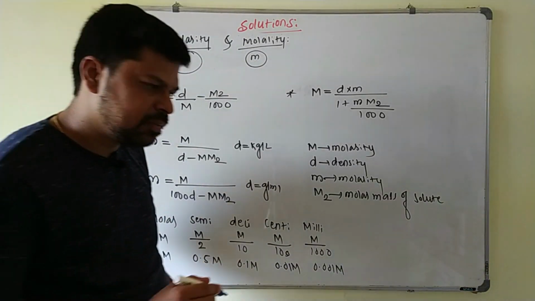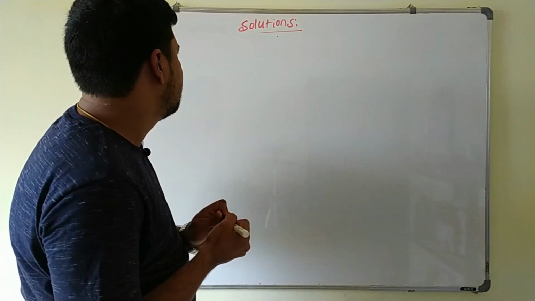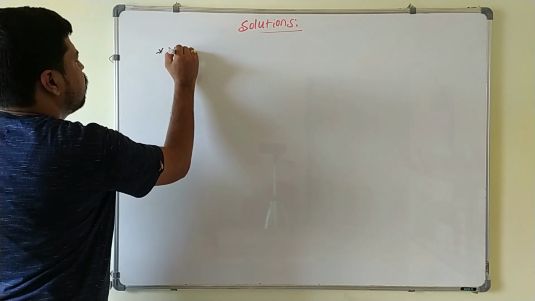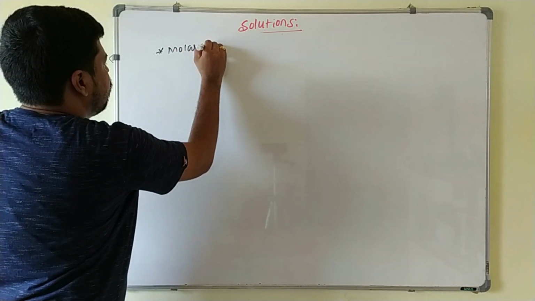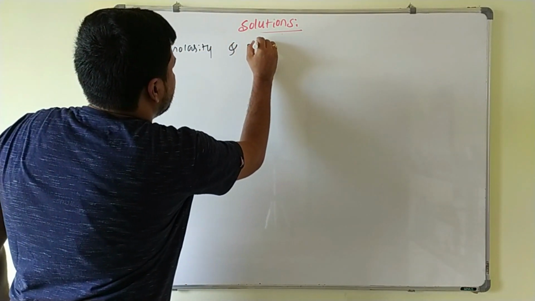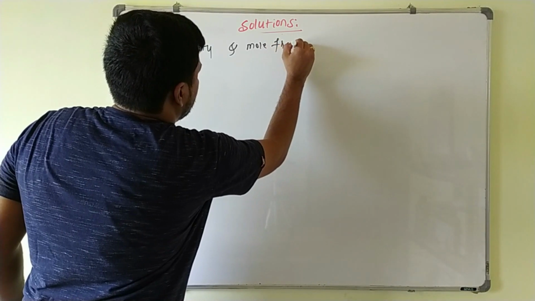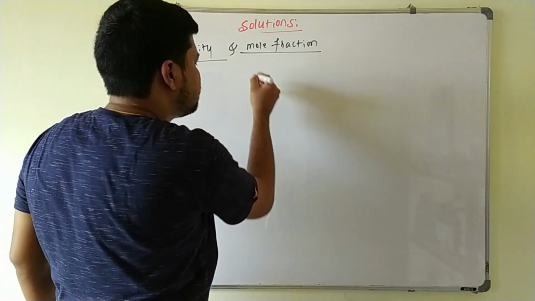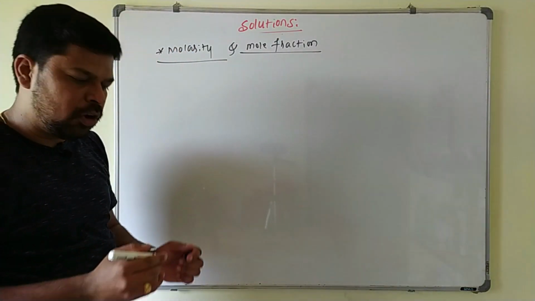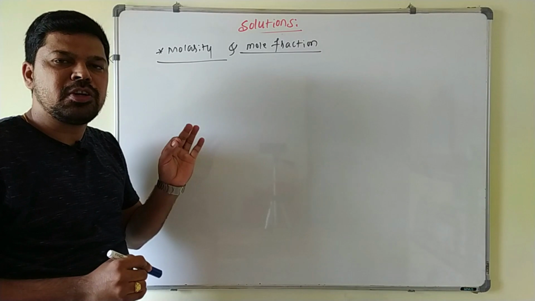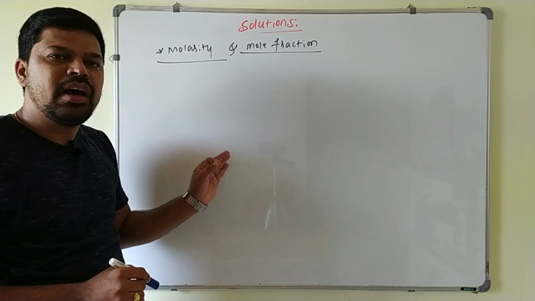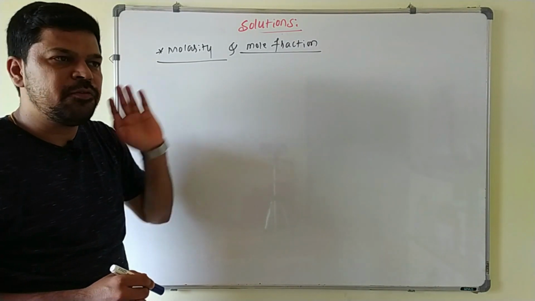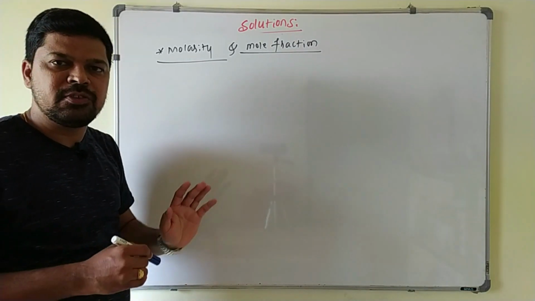The next relation is the relation between molarity and mole fraction. These relations, whatever we are writing, are very, very important for competitive exams, because most of the numericals depend on the formulas I have given now. If you know these formulas, you can easily solve the numericals.